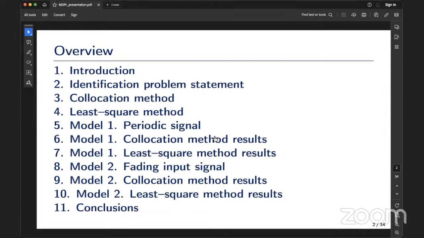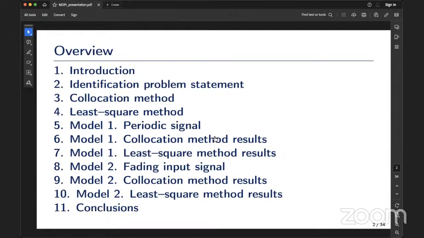Then I will talk about the application of the collocation method. Then I will explain the traditional least square method, which is widely used in the telecommunication community for their applications, which I will briefly describe. I'm not an expert in this field, but just as a motivation I will give it.